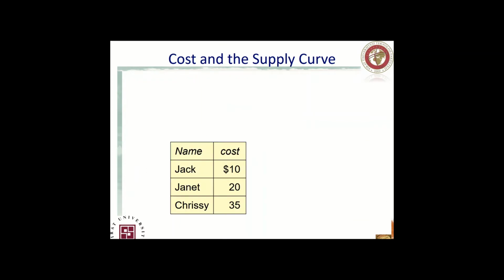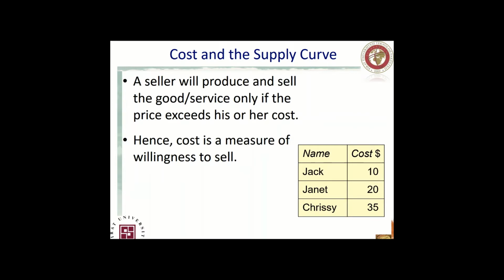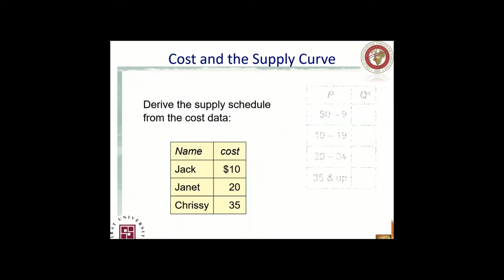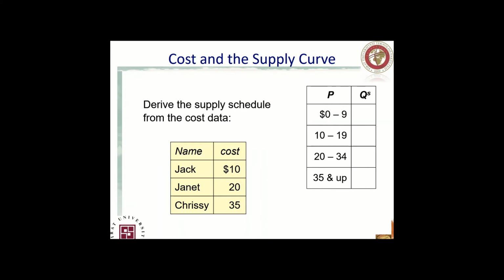Now let's take the simple example. We have these three persons offering lawn cutting, one for 10, 20, 30. So you may think about different prices offered by different persons. In that case, we can create the schedule for Jack, Janet, and Chrissy. And think about the opposite of the demand curve. For the demand curve, we started higher than the highest price, and then we went down as a staircase from up to down. Now we will go from lower than the lowest price, from 0 to lower than the lowest price.